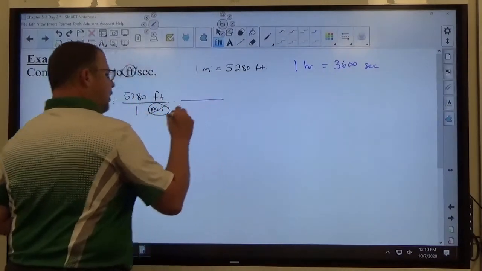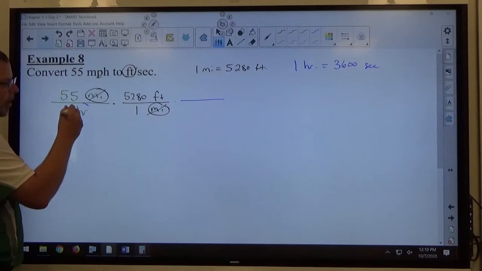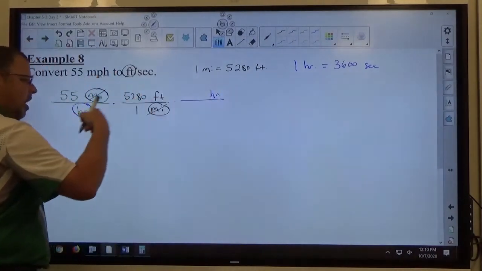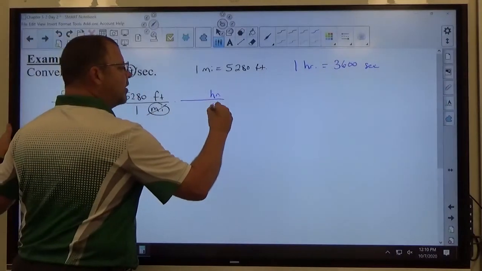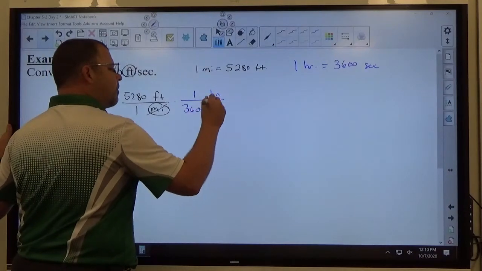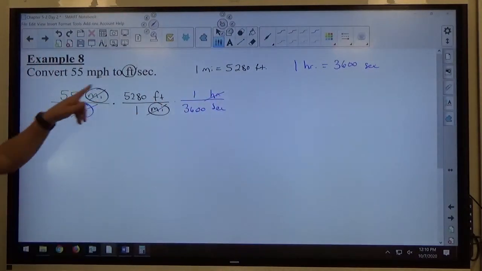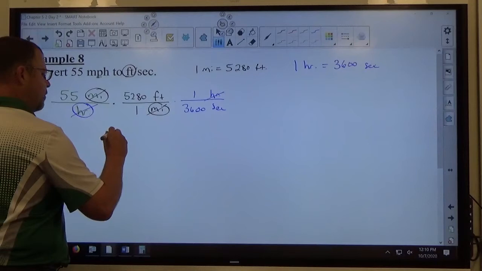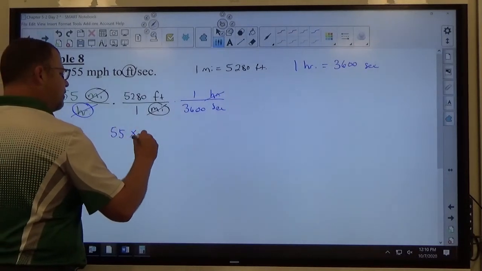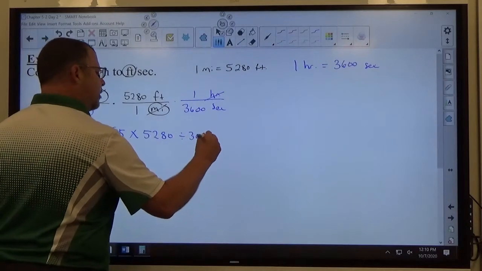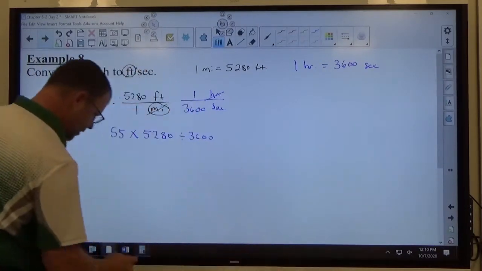So currently, looking where hours is in the denominator of the fraction, I need to make sure hours goes in the numerator, 1 on top, 1 on bottom, matching. Seconds in the denominator, and one of these equals 3,600 of those. Cancel hours. And now we have feet per second as a unit. All the numbers are positioned somewhere, top or bottom. We multiply tops, we divide bottoms. So 55 times 5,280 divided by 3,600 will get us the number of feet per second.